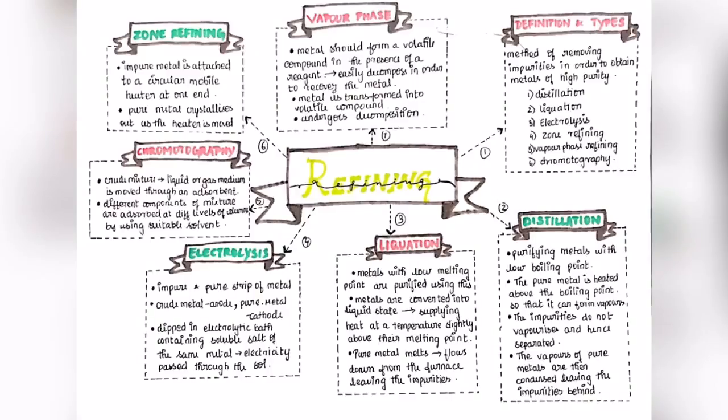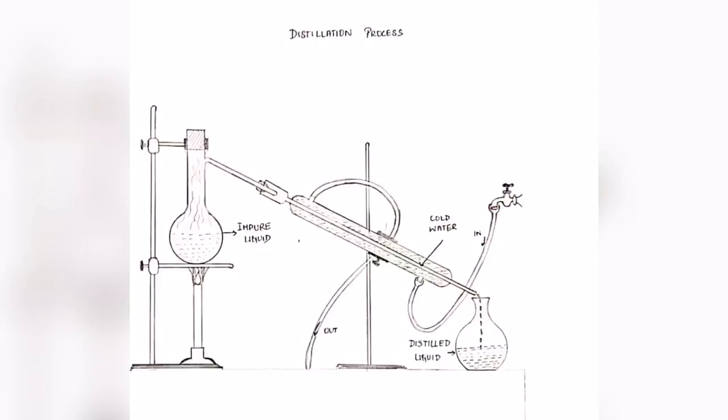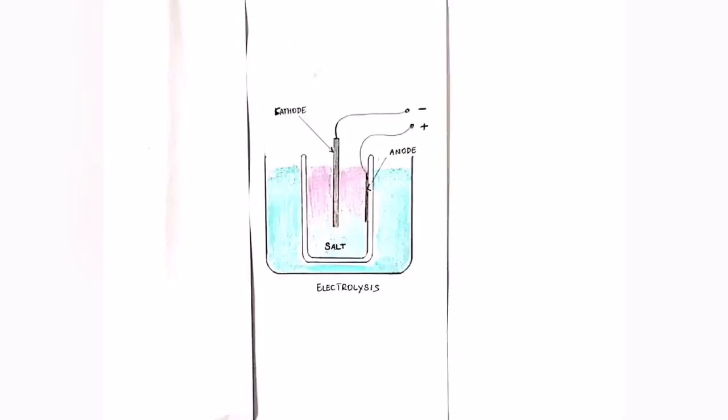Next is vapor phase refining. In vapor phase refining, the metal should form a volatile compound in presence of a reagent and it should easily decompose in order to recover the metal. The volatile compound undergoes decomposition in order to give the pure metal. So here is the diagram for distillation process and electrolysis process so that you can understand the concept more easily.